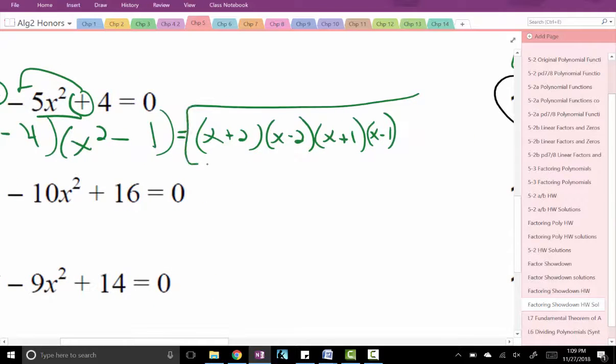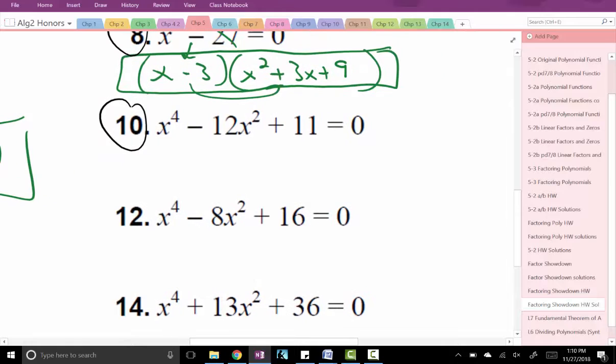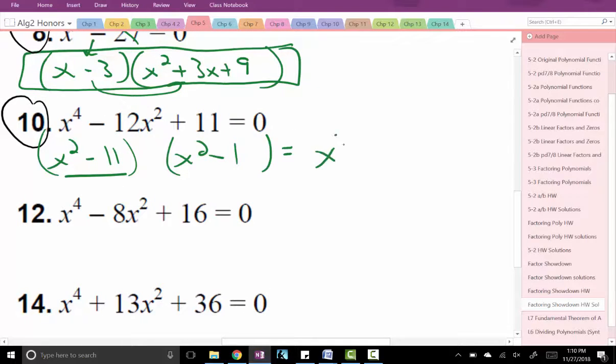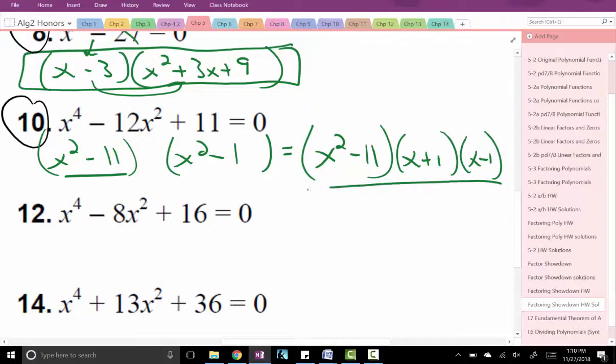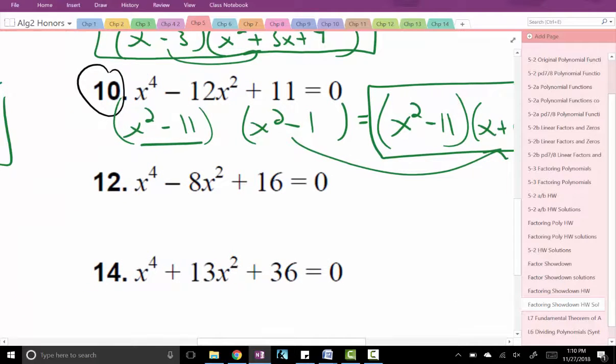Okay, final answer. Number 10, again, we're going to factor these out. X squared, x squared. Again, it's going to be 11 and 1. Those are my factors. The first one is done. Right, I can't do anything else because 11 is not a perfect square. I go x plus 1, x minus 1. Because x squared minus 1 is a difference of 2 squares.